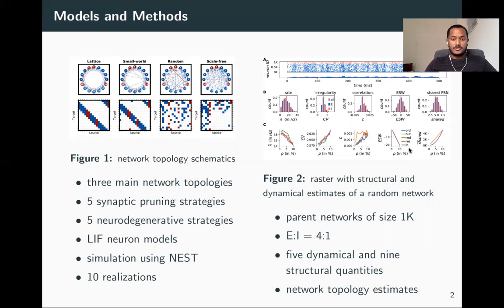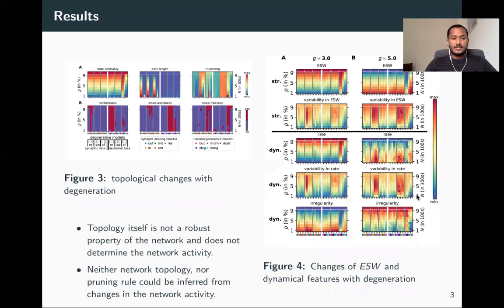To put all the results together for all of the networks, we presented the result like this. This is a bit of a compact figure. In each subpanel, we see 2 halves. The left half corresponds to the synaptic pruning strategy. The right half is for the neurodegenerative case.